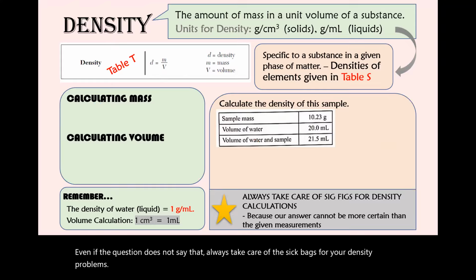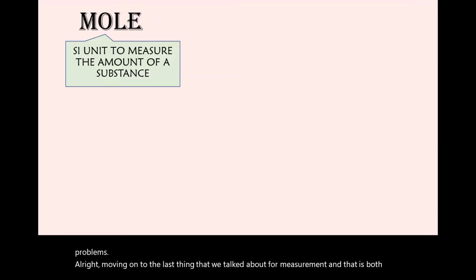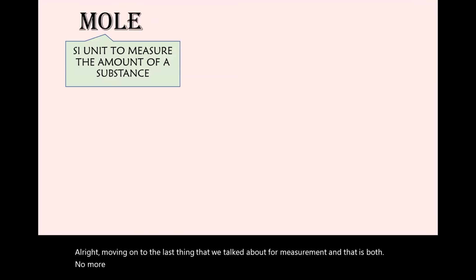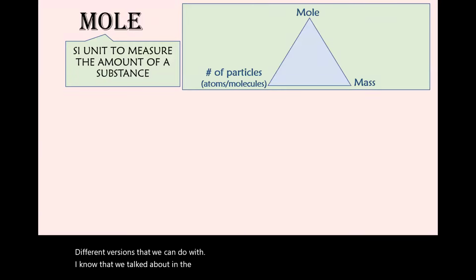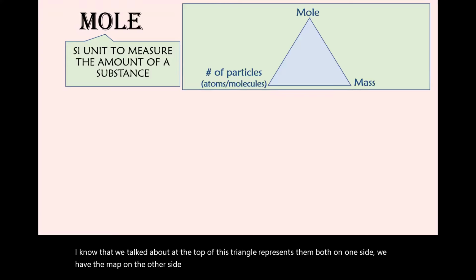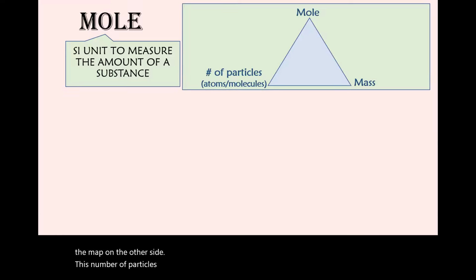All right, moving on to the last thing that we want to talk about for measurements, and that is moles. So the mole is the standard international unit to measure the amount of a substance. And we can remember the different conversions that we can do with moles using this quick triangle that we talked about in class. So the top of this triangle represents the moles. On one side, we have the mass. On the other side, we have the number of particles.